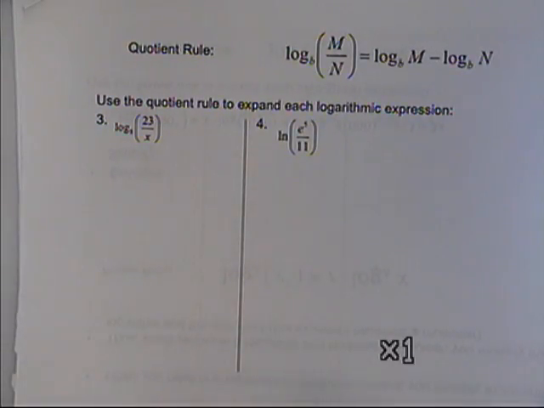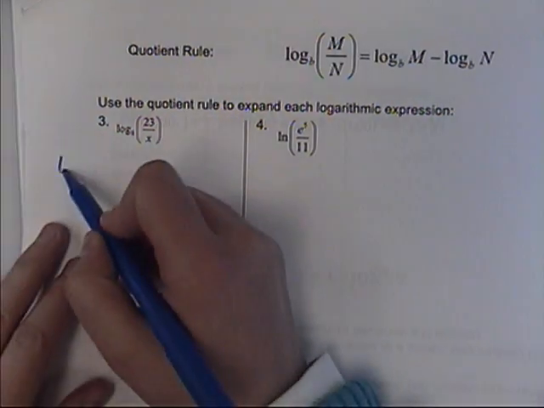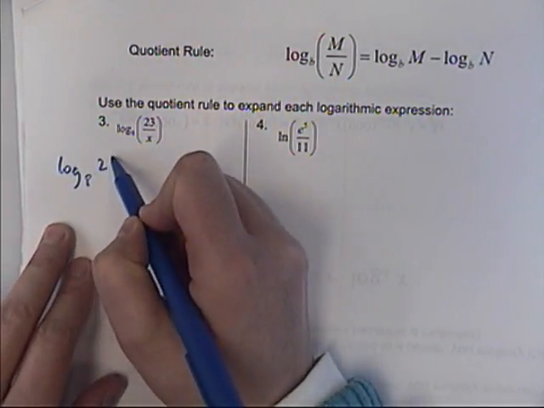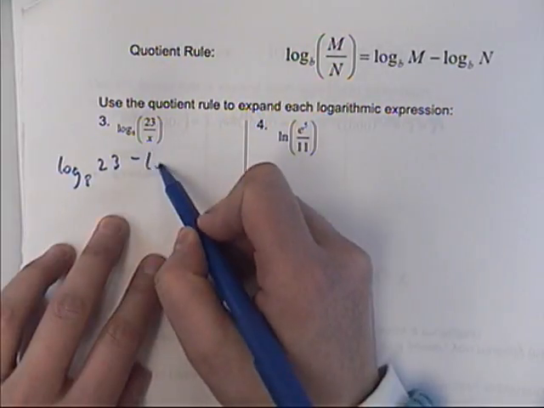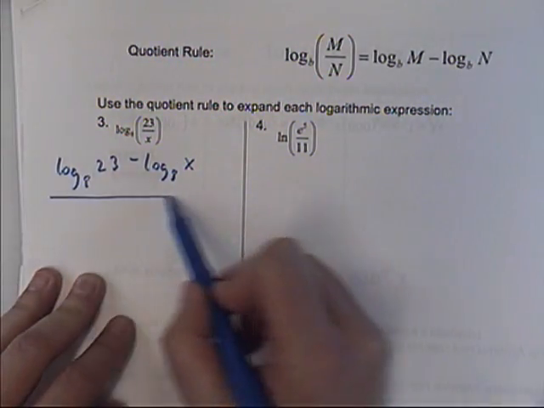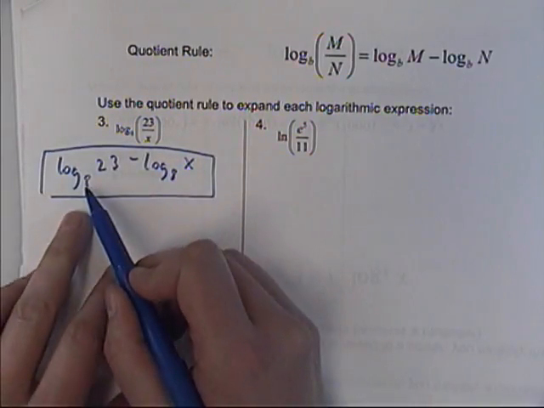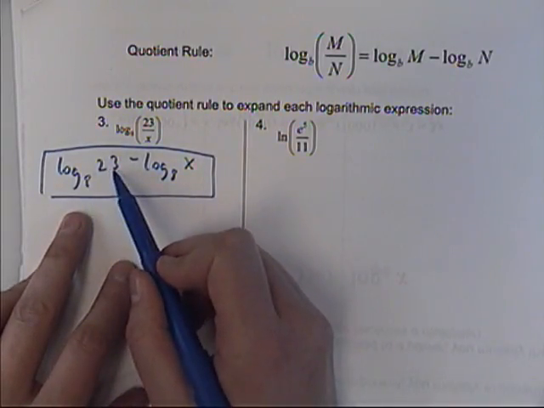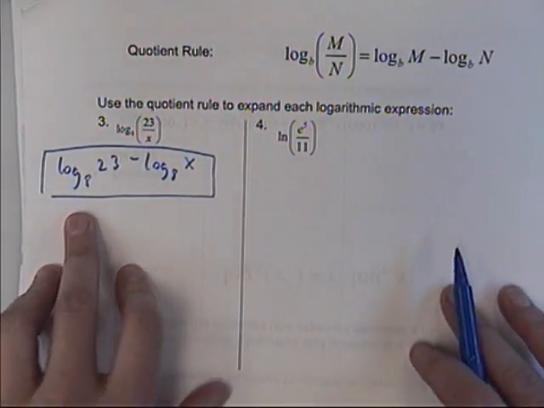Log base 8 of 23 over x can be rewritten as log base 8 of 23 minus log base 8 of x. And that's pretty much it. There are no other things we can do, because 8 raised to no power gives you 23 exactly, so we can just leave it that way for now.